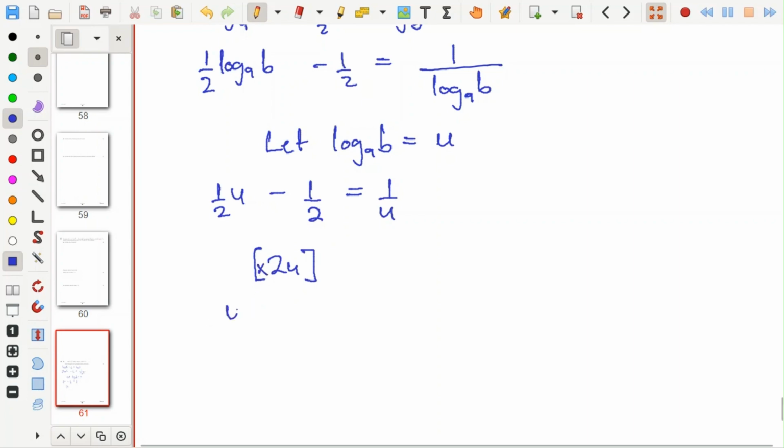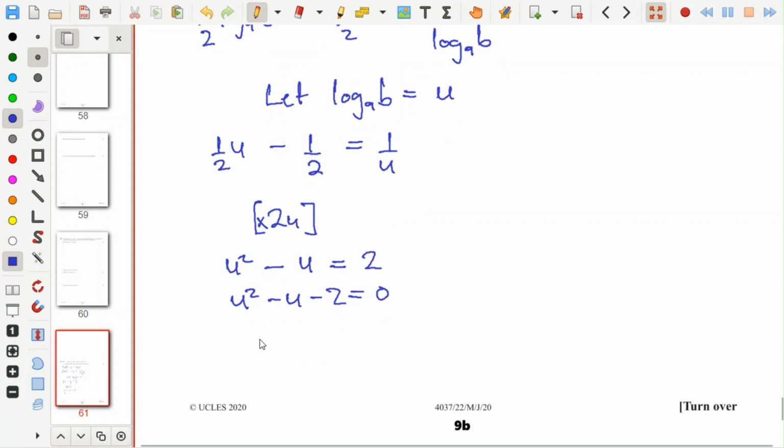If I do so, I'll get u squared minus... I multiplied by 2 because I want to get rid of the fraction. So this will give me 2u squared minus u is equal to 2, which can be written as... so if I'm solving it, u times u gives you u squared. 2 times 1 should give you 2.